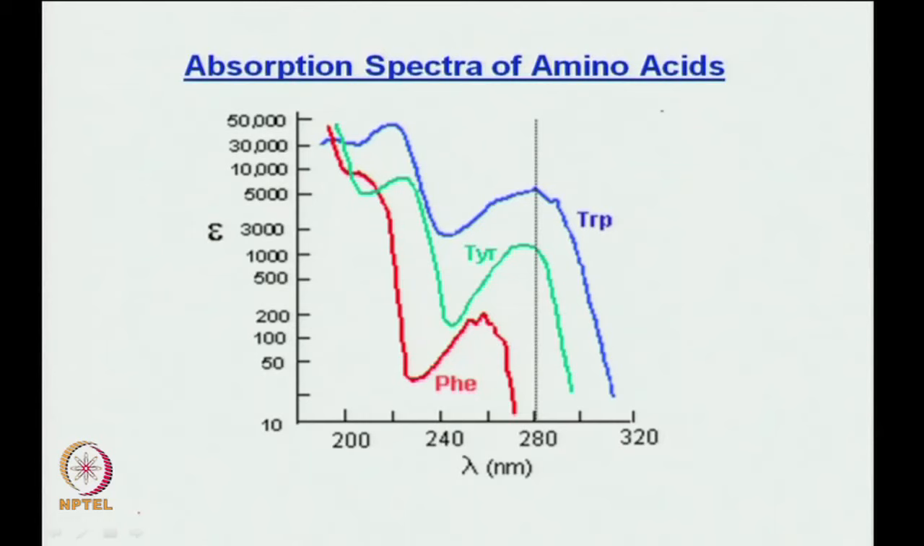As I told you, I would be showing you the absorption spectrum of these amino acids. So, look at the absorption spectrum. The blue one is that of tryptophan, this is tyrosine, and this red one is phenylalanine.